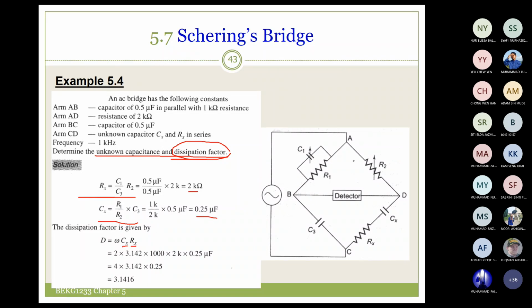Then we put the values into the dissipation factor equation, where D is equal to omega Cx Rx. Omega is 2 pi. Put in the values for Rx and Cx, and you can find that D is equal to 3.1416. This is how to solve example 5.4.